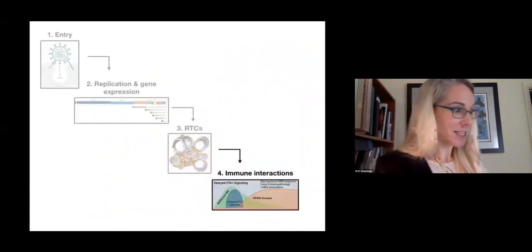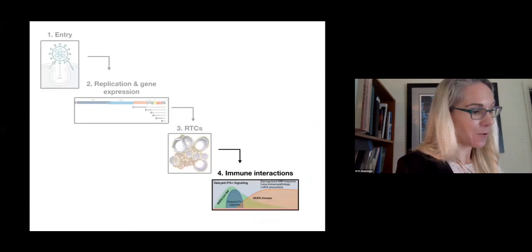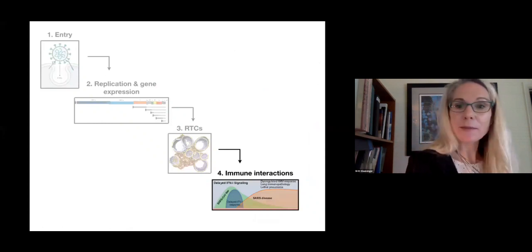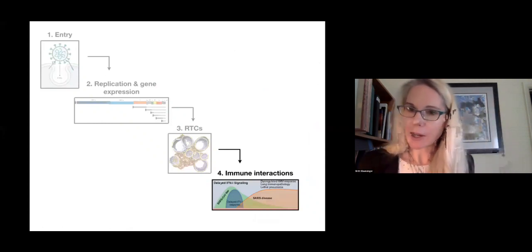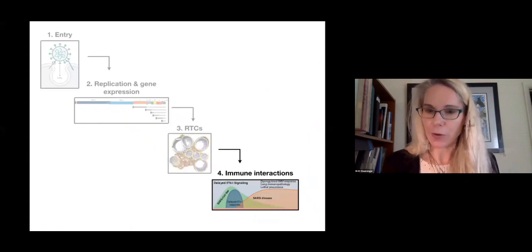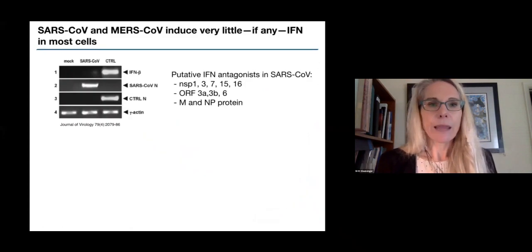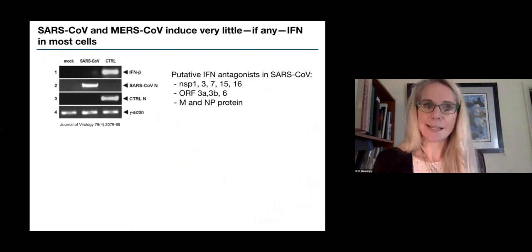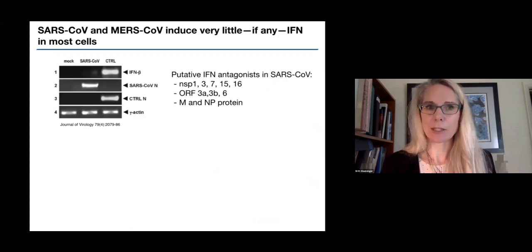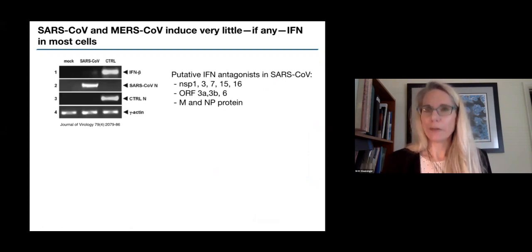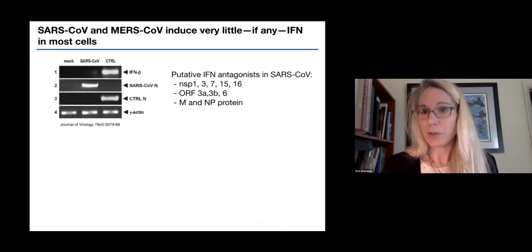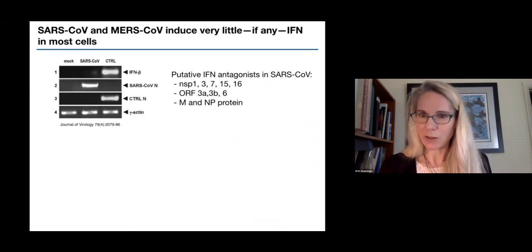Okay. So this brings us to the final portion of this talk, where I'm going to spend some time discussing the immune interactions that occur during a coronavirus infection. I think most notable is the fact that these highly pathogenic coronaviruses, SARS coronavirus and MERS coronavirus, and I'm going to show you in a minute, also probably SARS-CoV-2, induce very little, if any, interferon in most cells, which is unusual, particularly for an RNA virus.